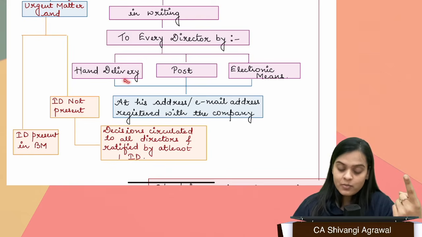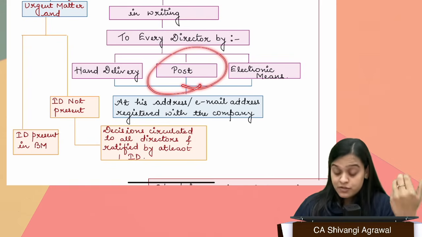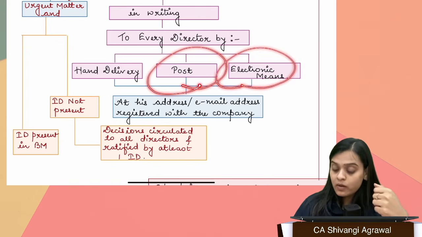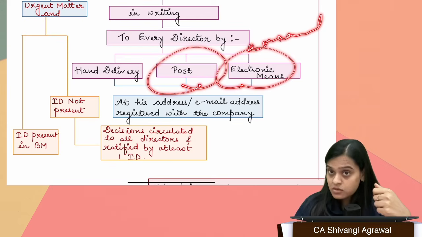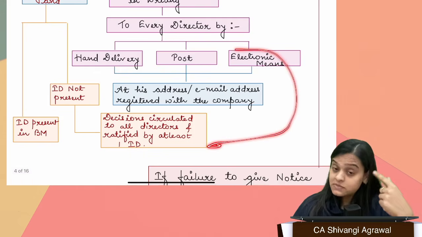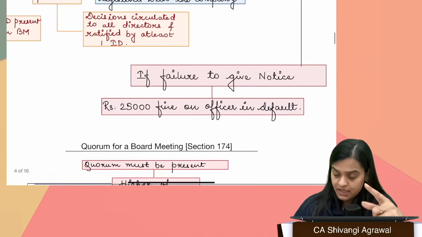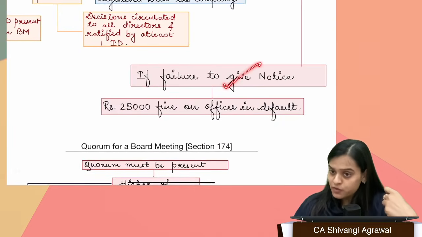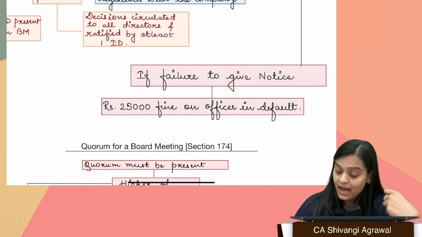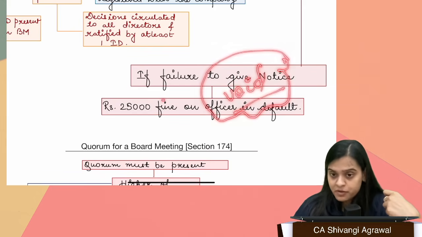How can it be sent? By hand delivery, by post, at the address which is registered with the company, or by electronic means, maybe email, which is registered with the company. Okay, it is going to be sent, and if the company fails to give notice as it is supposed to, and you conduct the meeting, it's going to be void. Even if the failure is accidental, it is still going to be void, apart from the fine that is already applicable.